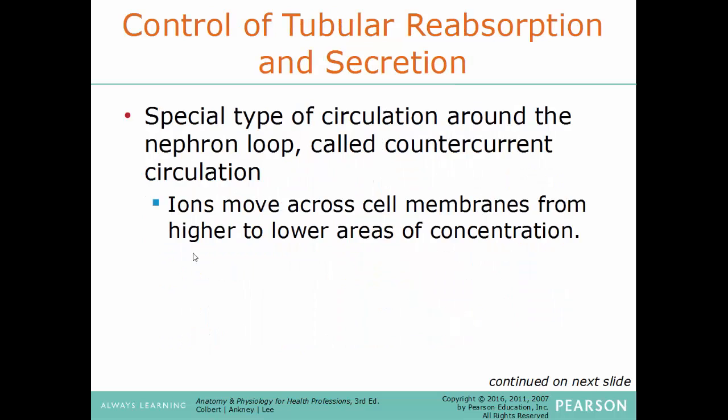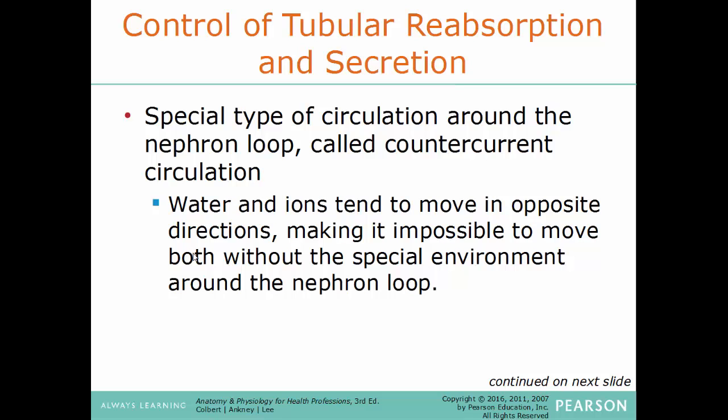Alright, going back to the control of tubular reabsorption and secretion. There's a special type of circulation around the nephron loop, or the loop of Henle, and this is called the countercurrent circulation. In here we have ions that move across cell membranes from areas of high concentration to areas of low concentration. Now, water and ions tend to move in opposite directions, making it impossible to move both without the special environment around the nephron loop. And it's called countercurrent because you have material moving in two separate directions. You have material moving down the descending limb of the loop and then moving back up again in the ascending limb. That's a countercurrent mechanism.